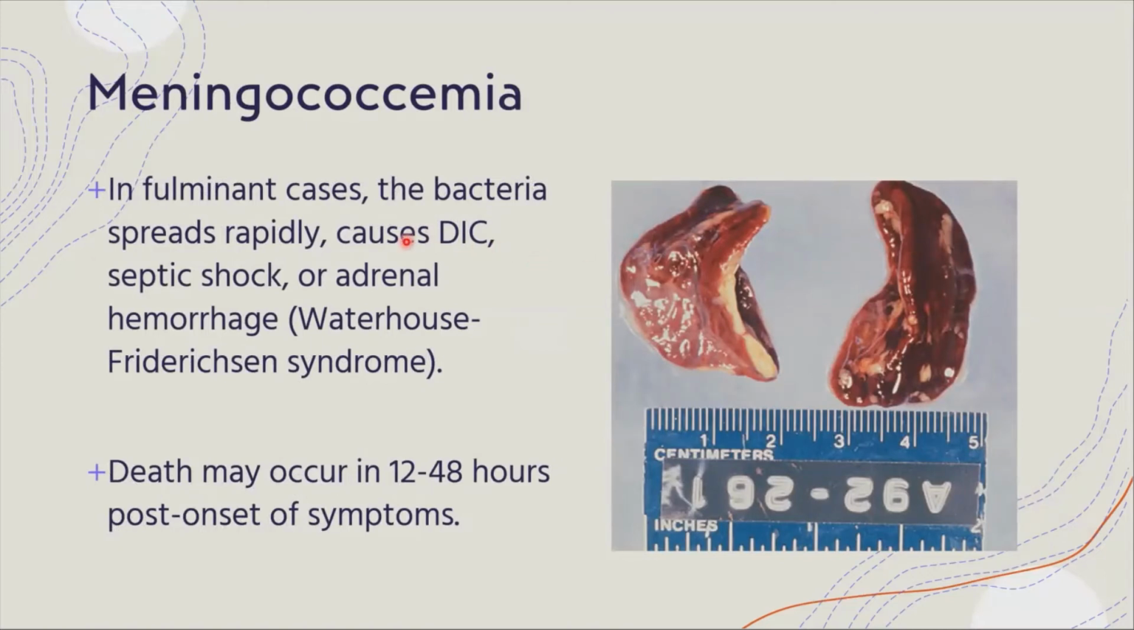And yun nga, again, your fulminant cases can spread rapidly, causes DIC and septic shock, which can lead to death within 12 to 48 hours post-onset of symptoms. So again, it's very fatal. That's why kaya 'di ba kung maalala nyo sa CPH natin and sa epidemiology, meningococcemia is one of the notifiable diseases. Okay? Kasi mabilis siyang kumalat, at the same time it's very fatal.